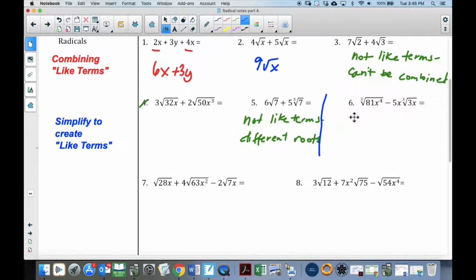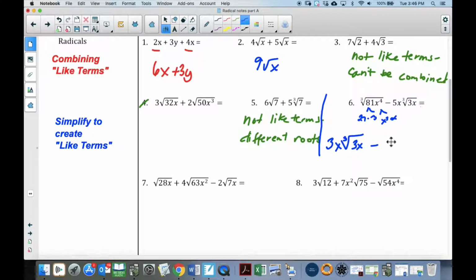So if we think about how to simplify number 6, well, 81, I want to think of the perfect cube that goes into 81. 27 goes into 81 and it goes in 3 times. And x to the 4th, I could simplify that to x to the 3rd times x. So now I'm doing cube roots. 27 is a perfect cube, so that's a 3. And the x to the 3rd is a perfect cube, so I'm going to bring that out as well. And then I have my cube root of leftover 3 and leftover x.